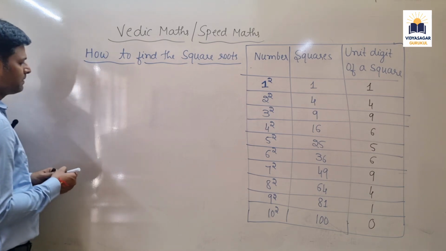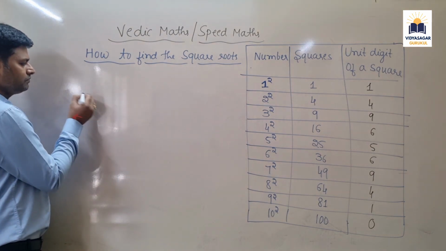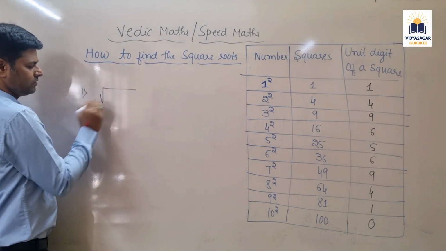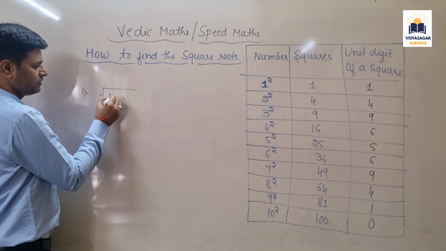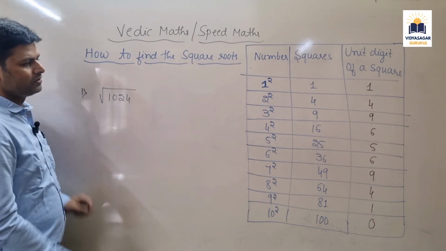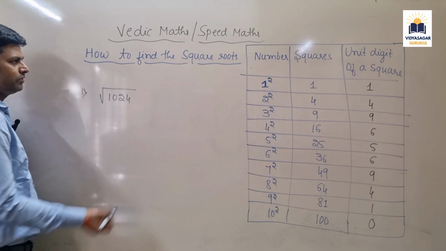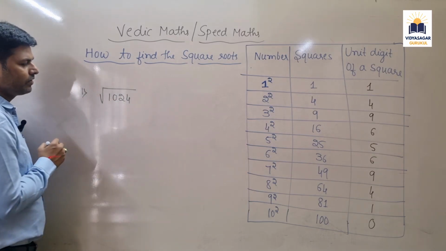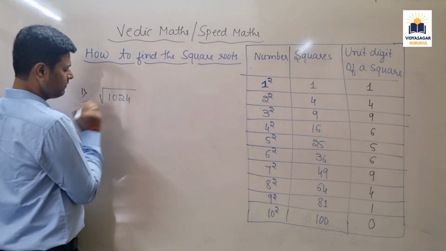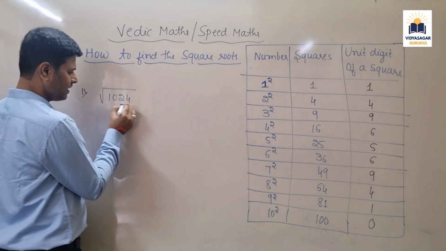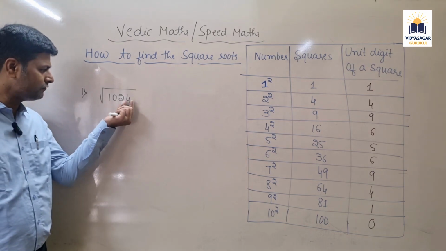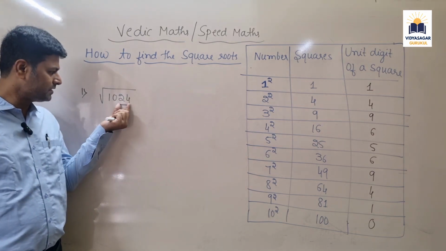For example, square root of 1024. Square means power is 2, so whenever power is 2, you always have to consider the last 2 digits. The units place here is 4.